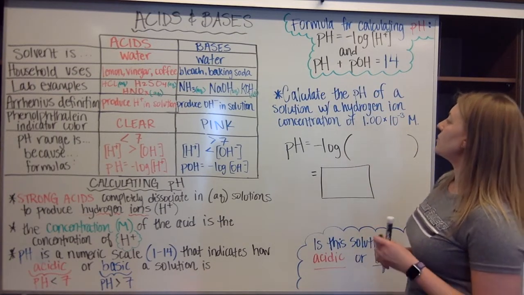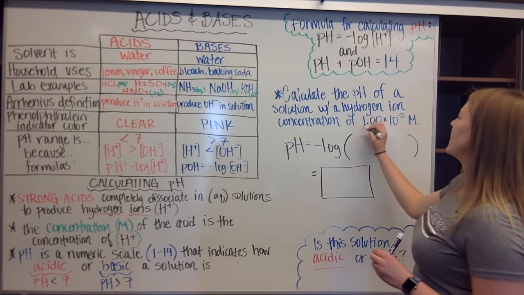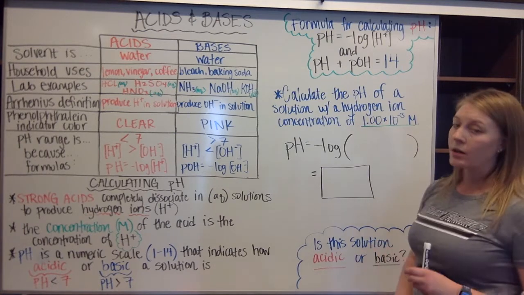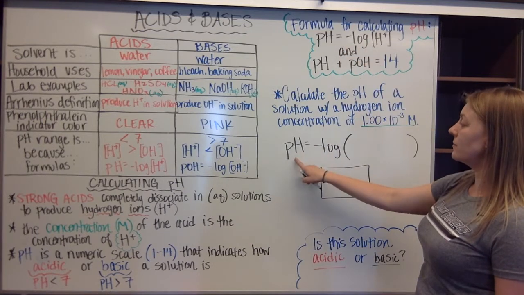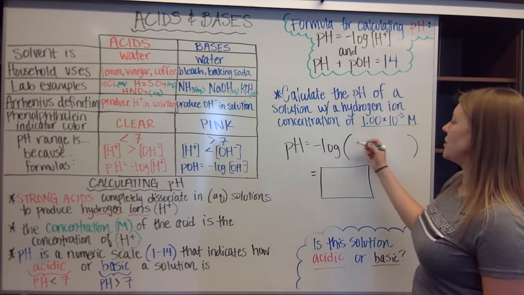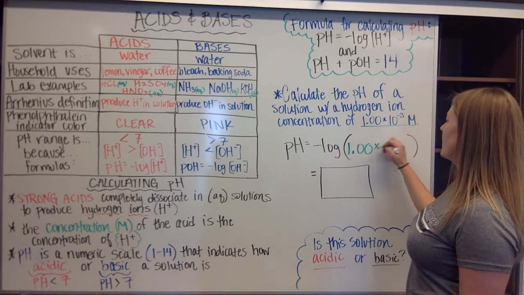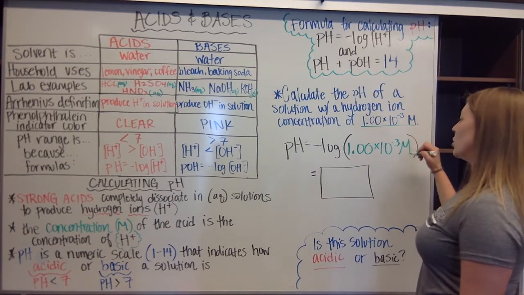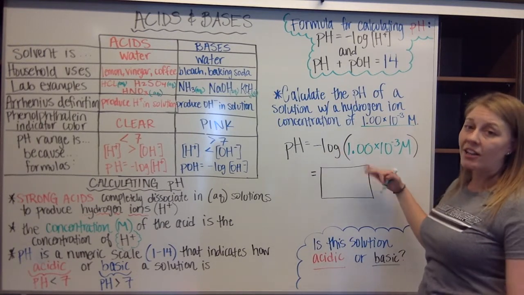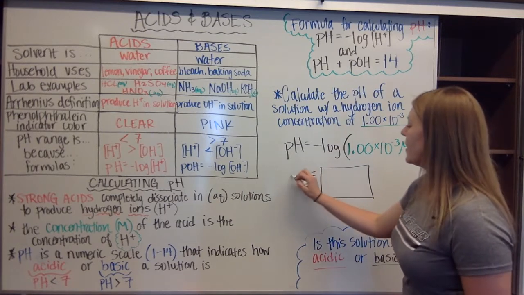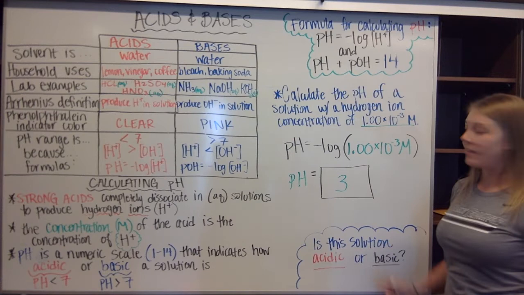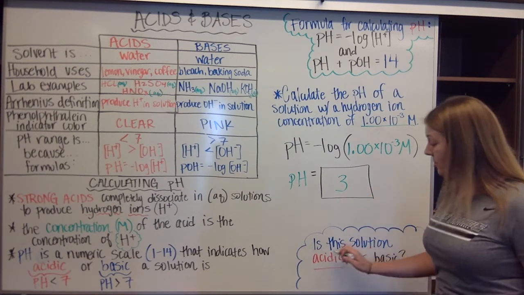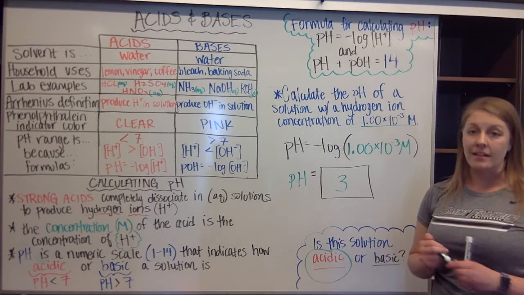Calculate the pH of a solution with a hydrogen ion concentration of 1 times 10 to the negative third molar. All I'm going to do is plug that into my equation. pH equals negative log of the hydrogen ion concentration, which is 1 times 10 to the negative third molar. When you put this in your calculator, and we'll try this in class, you get a pH equal to 3. Is this acidic or basic? Well, it's less than 7, so this is an acidic solution.